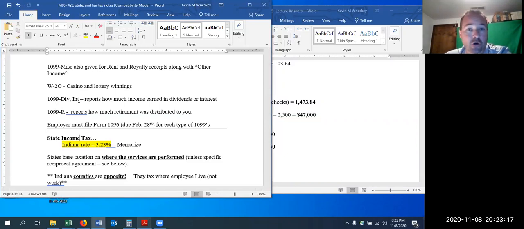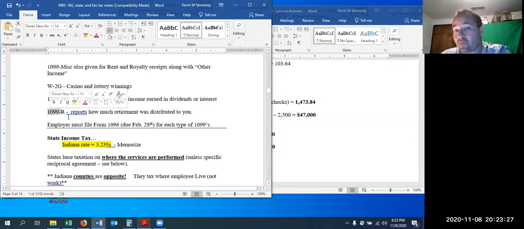1099R, this is going to show how much money was taken out. Basically this goes to individuals that are retired who take money out of the retirement plan. But you'll also get one of these if you roll a plan over, if you switch jobs and do a rollover, but you do what's called an indirect rollover, which is not advisable.